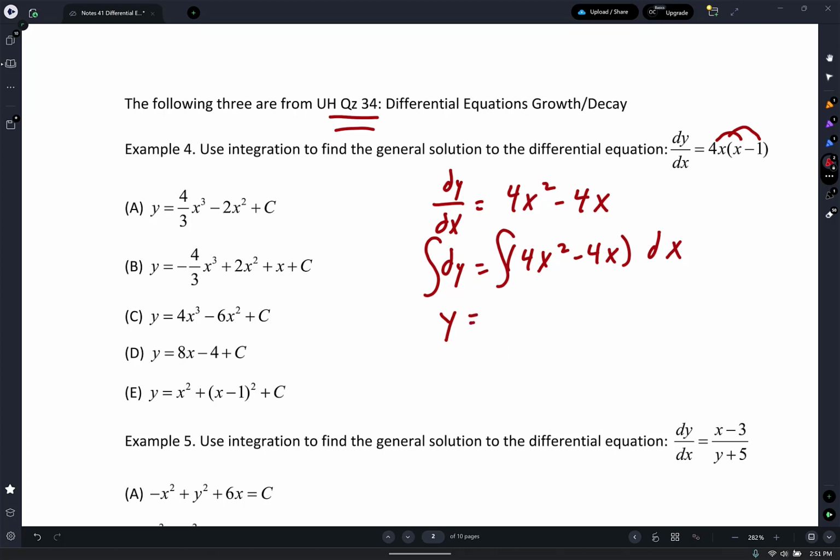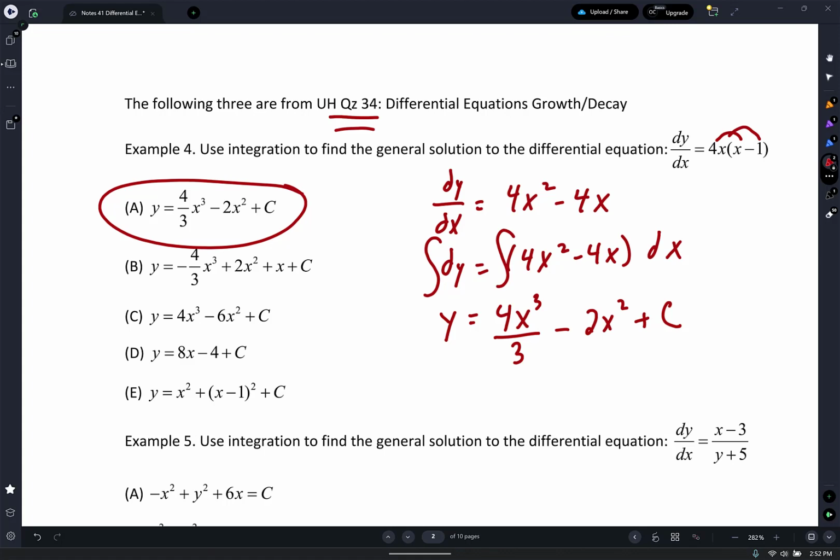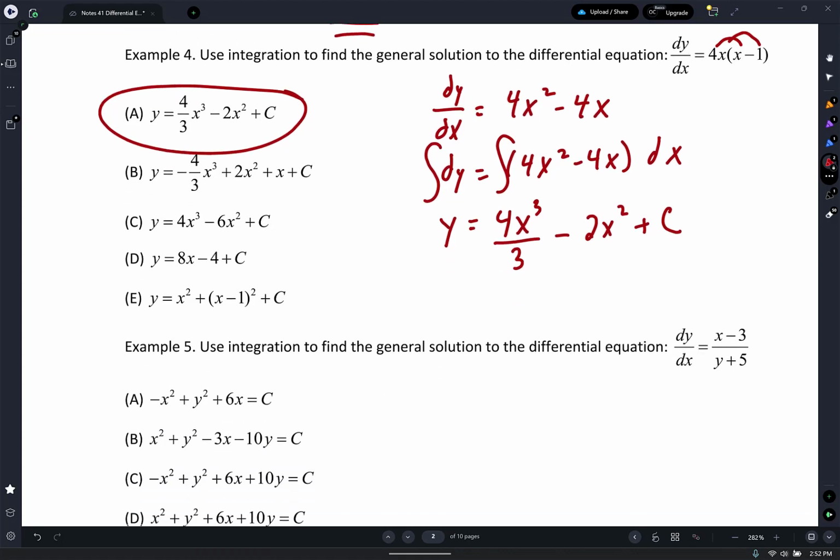Equals, what's the antiderivative of 4x squared? 4. Perfect. Yeah, you can say 4/3 x cubed. I write 4x cubed over 3. No big deal. Minus what's the antiderivative of 4x? 2x squared. And then put a what? Plus c. Always have a plus c. Which one has that? Is it letter A? There it is. Are we okay? All right, let's go to the next one.